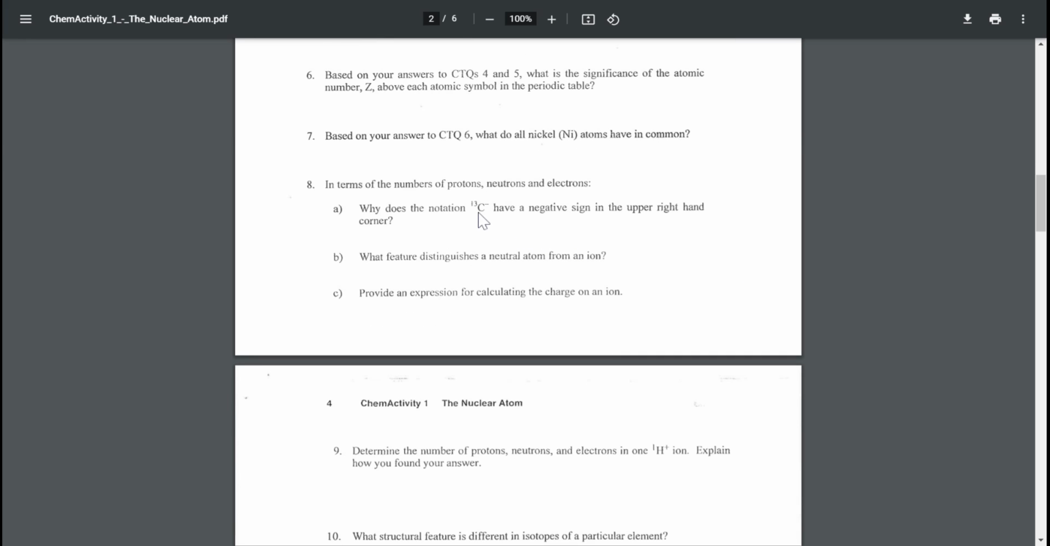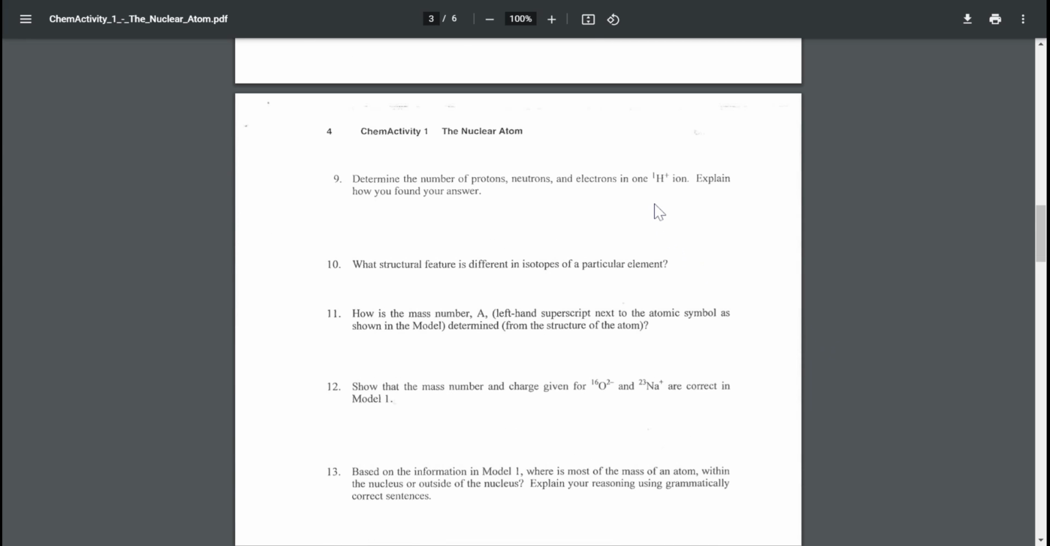And with the negative notation, again, you have to compare how many protons compared to electrons you have. If you have more electrons, you're going to have a negative charge ion here. And if you have fewer electrons than protons, you're going to have a positive charge ion.